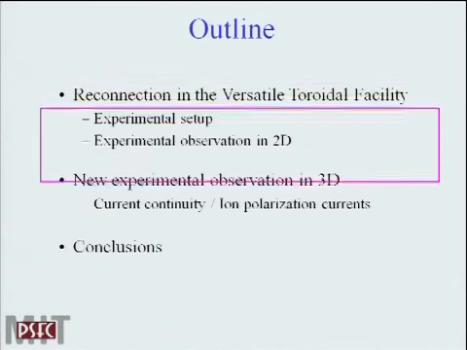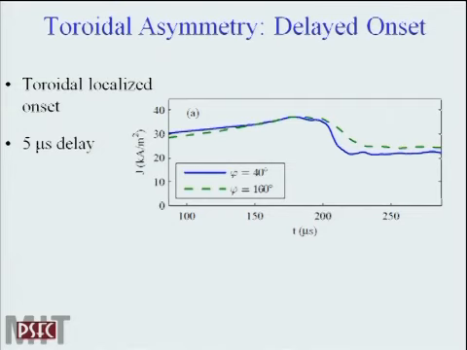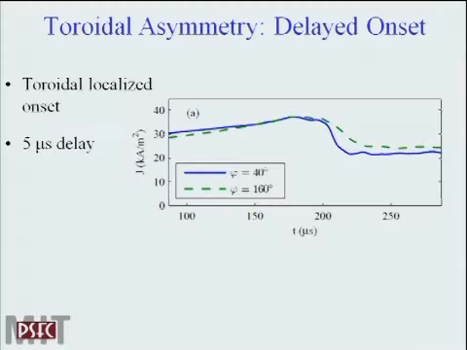Okay, so let's move on to the 3D observations we have. Here we have measured the current in two different cross-sections. And you see the current will suddenly drop in one cross-section while it keeps going a little bit longer in another cross-section. So it's like a 5 microsecond delay from one cross-section to the other. That corresponds to a propagation time of about the alpha speed around the machine.